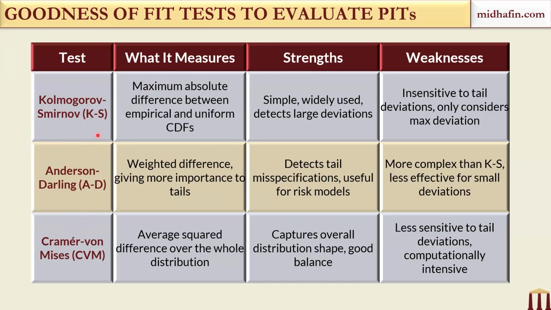Starting with the KS test, it measures the maximum absolute difference between the empirical CDF of the PIT values and the uniform CDF. Biggest strength: simple, widely used, and great at picking up large deviations. But of course, it is limited. It does not really care if deviations are in the tail or in the middle. It just picks up the biggest gap. So it's insensitive to tail deviations and completely ignores the overall shape beyond that maximum difference.